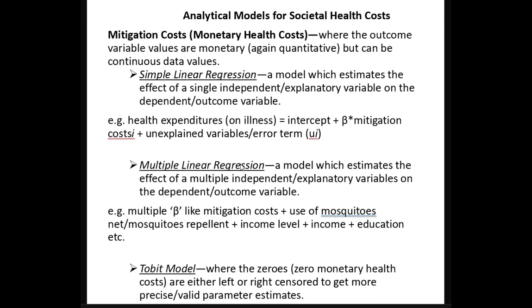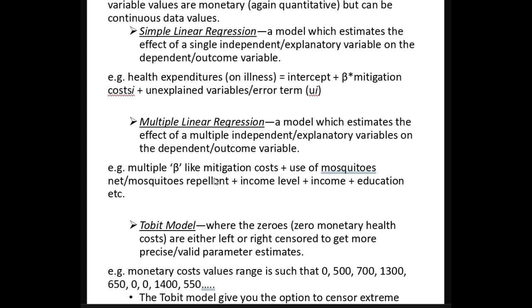A multiple linear regression model is a simple linear regression model, but with more independent variables. It estimates the effect of multiple independent variables on the dependent variable, like the health expenditure or health cost, which is our dependent variable. So multiple betas, like mitigation cost plus use of mosquito nets or mosquito repellents, plus your income level, plus education, etc., or the structure of your household, whether your house has a proper sanitation system or water supply system. So you can add plenty of societal variables into this model. This is a multiple linear regression model with more than one independent variable.